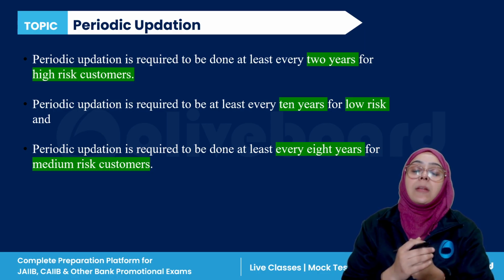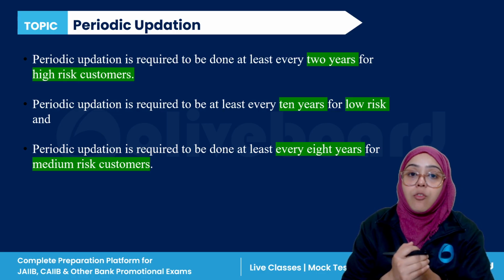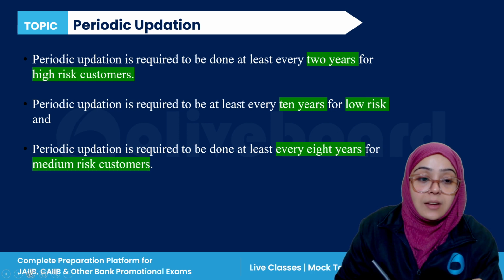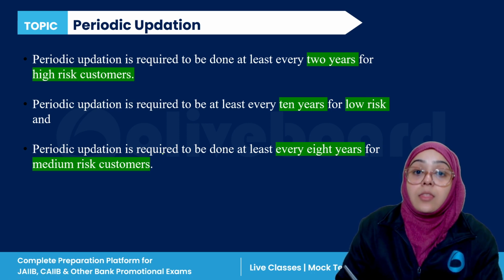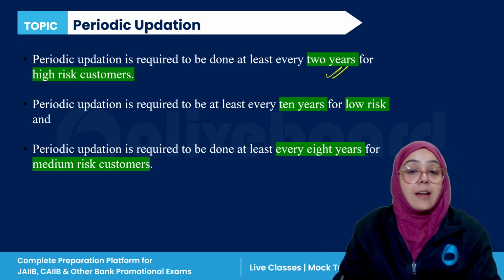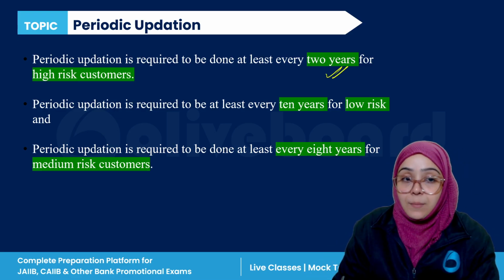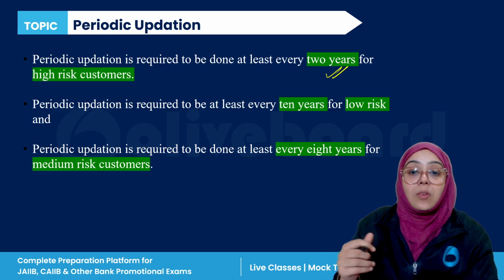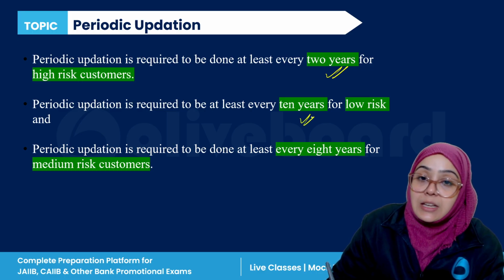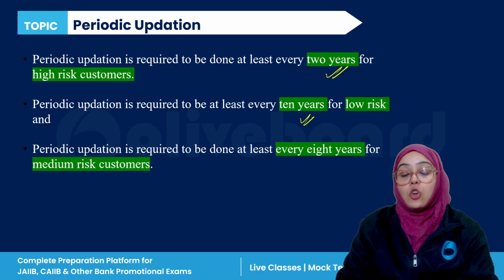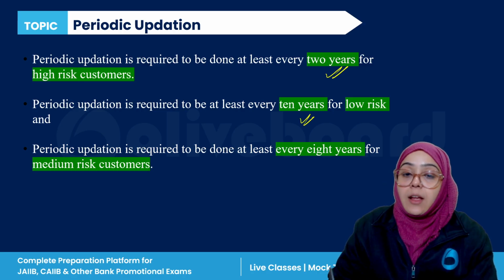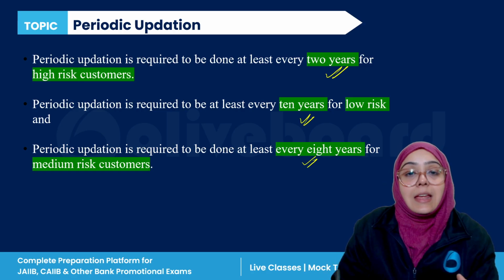Now if we talk about periodic updation, for a high risk customer, it is very important to note that the periodic updation is done every 2 years. When we are talking about the low risk customer, the periodic updation is done every 10 years. Whereas for the medium risk customer, the periodic updation is done every 8 years.